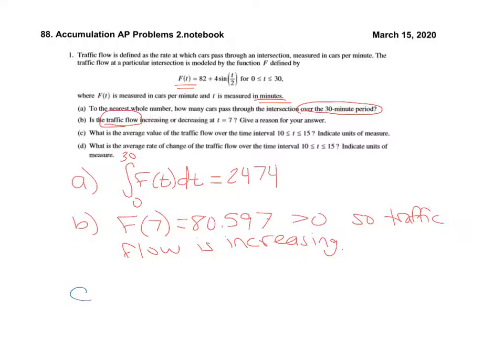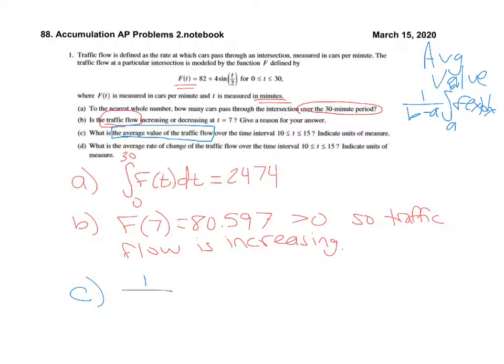C. What is the average value of the traffic flow? If you're doing these problems for homework, you need to look it up. Don't just guess. But what is average value? I said this is a very specific type of problem. Average value is your 1 over b minus a, the integral from a to b of f of x. That's something you just need to memorize. If you're a flashcard type of person, make flashcards, but you need to be able to do this.